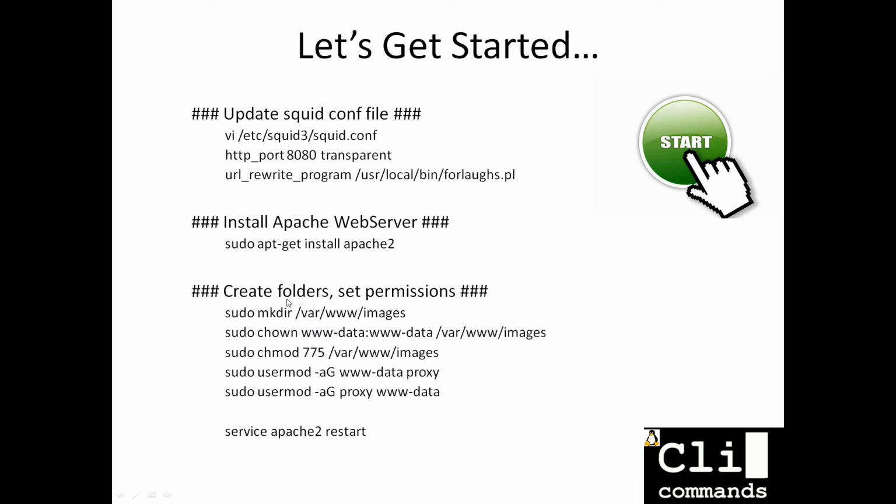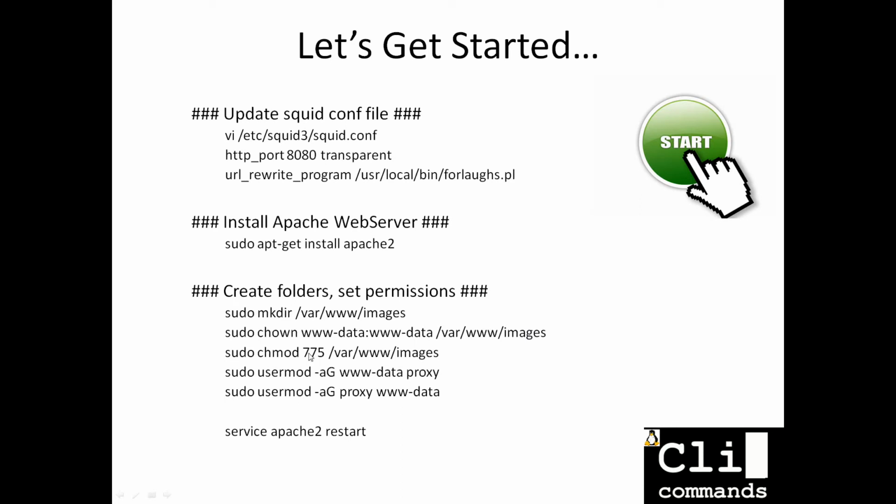So what we need to do next is make some folders for the images to be stored in and set permissions. So we're going to make a folder called www images, or web images, for the Apache server to use. We're going to change ownership for www data and set all ownership to www data for that image folder. We want the web data user, which is what Apache is going to be using, to be able to modify those images.